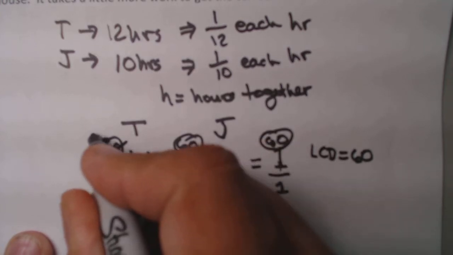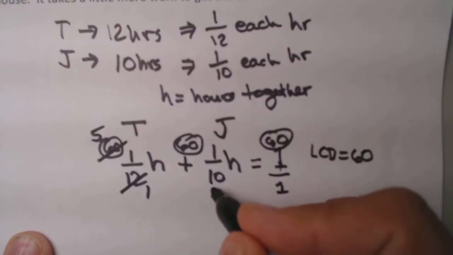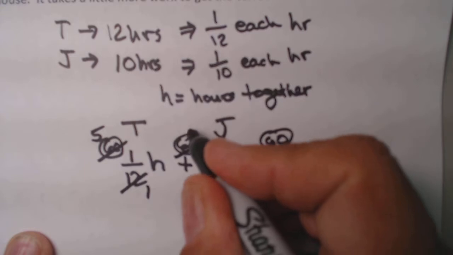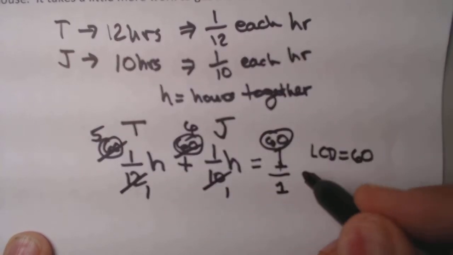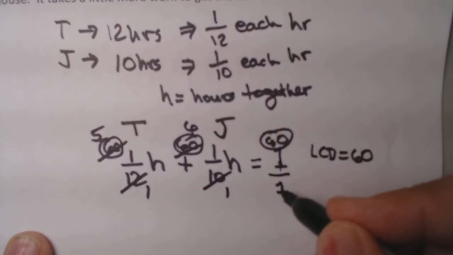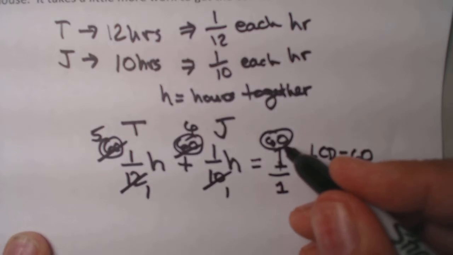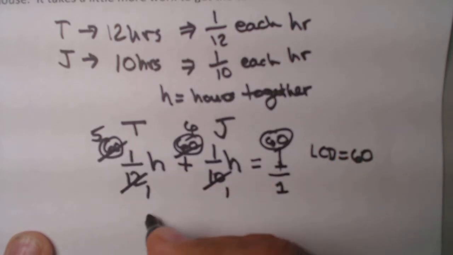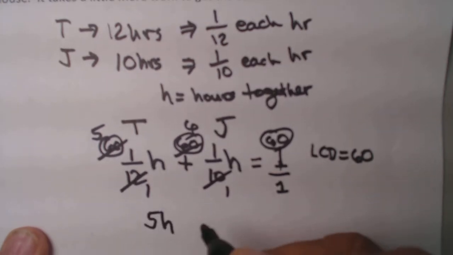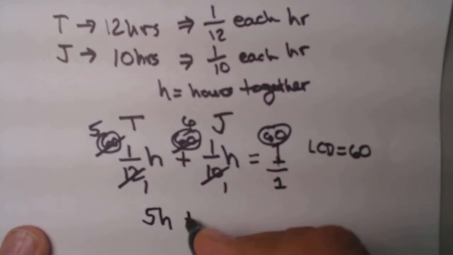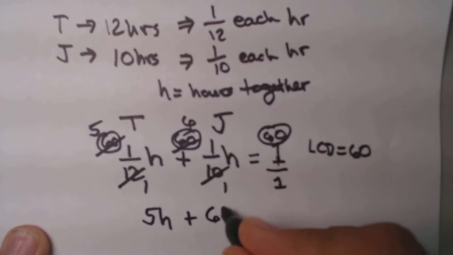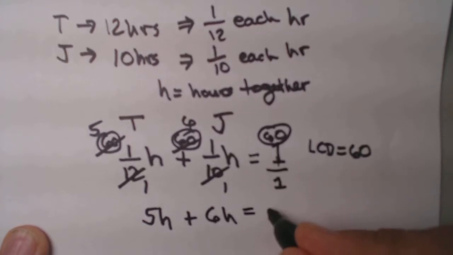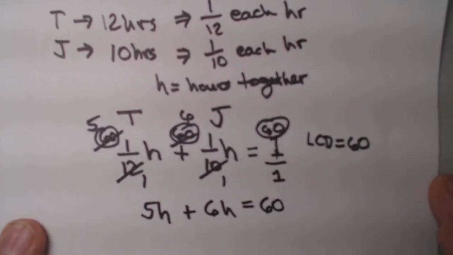12 goes once here, and it goes 5 times into 60. 10 goes once here, and it goes 6 times into 60. Over here, we didn't have a denominator to reduce, so the full 60 remains. So I go 1 times 5 times H, or 5H, plus 1 times 6 times H, or 6H, equals 1 times 60, which is 60.